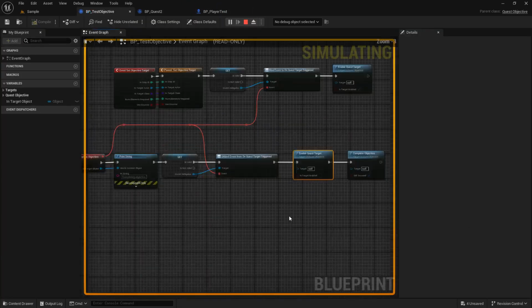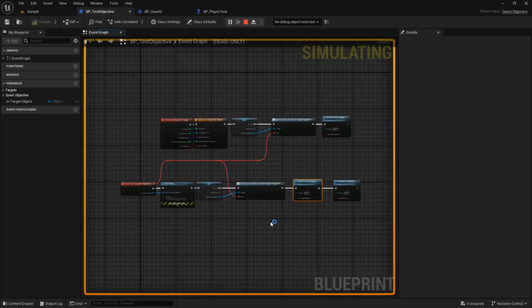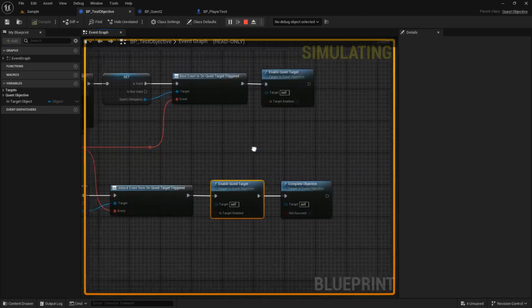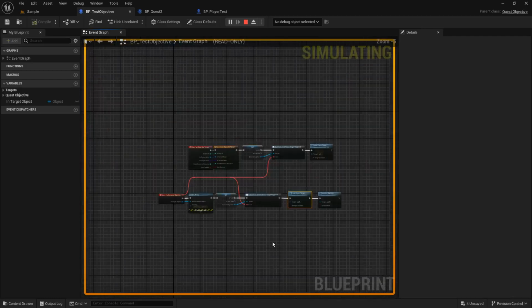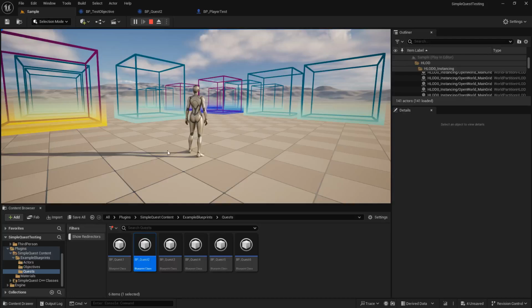The objectives themselves, this is what they look like. They can take in that generic information and kind of apply logic and interpret what it means, and then complete an objective or enable a target or really do anything. These are extendable, and you can add events to them. So really, it can be adapted to kind of anything you need it to do in your game.